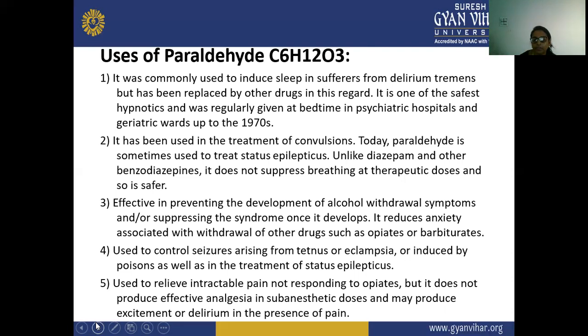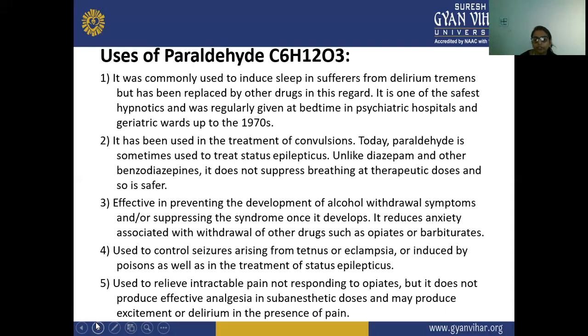But today paraldehyde is sometimes used to treat status epilepticus. Unlike diazepam and other benzodiazepines, which suppress breathing at therapeutic doses, paraldehyde does not suppress breathing at therapeutic dose and is a safer medicine.